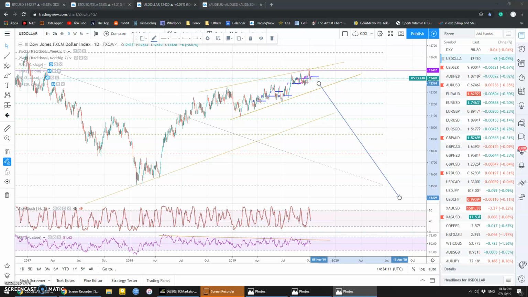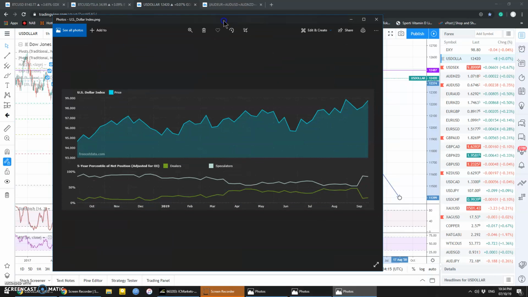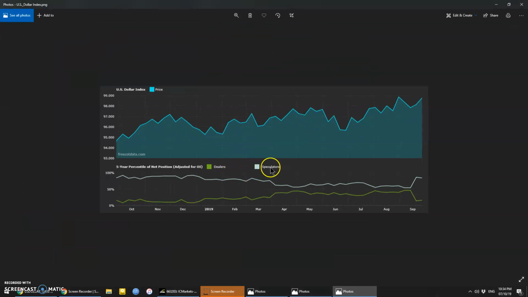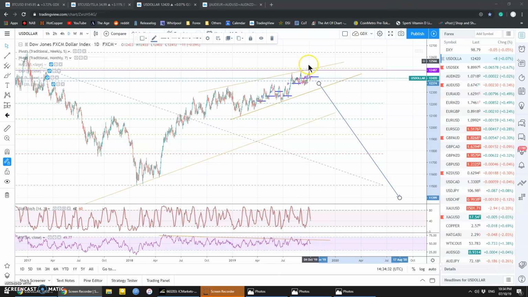Looking at dealers and speculators, net position for the US dollar. Speculators are net long, dealers are short. So I want to be in the position of the dealers, and they're quite significantly short. So that's what I'm keeping in mind. So that's my position on the US dollar.